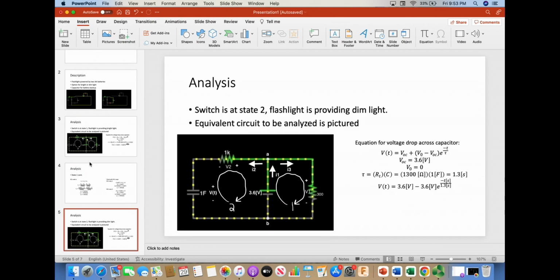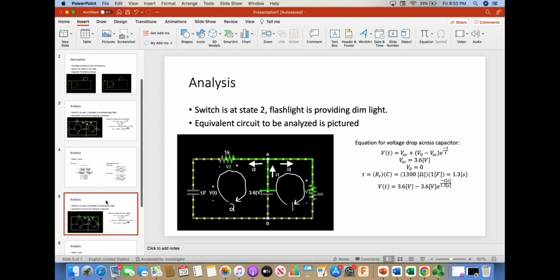When the switch is at state 2, the flashlight is providing dim light, and the equivalent circuit for state 2 is pictured. The analysis is very similar. So first, I again found the equation for the voltage drop across the capacitor. Everything else is the same as state 1, except for the Thevenin resistance, which is now 1,300 ohms. So therefore, tau becomes 1.3 seconds, and V of t equals 3.6 volts minus 3.6 volts times e to the negative t per 1.3 seconds.